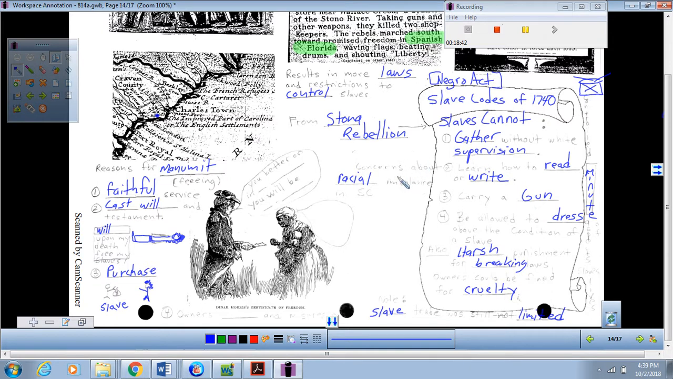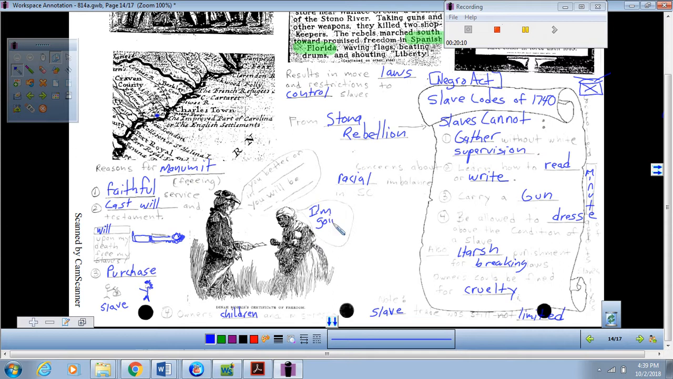The fourth reason that slaves could be freed is, in rare occasions, owners would have children with slaves, and they may free their children or their slave mistress. Now, there was a stipulation on the freedom in South Carolina. You can see here a picture of a slave named Dinah Morris receiving her certificate of freedom, or certificate of manumission.